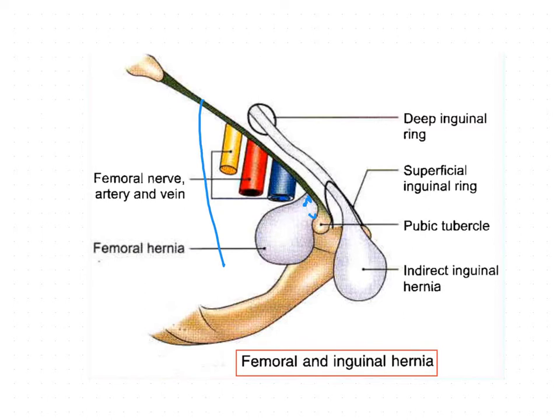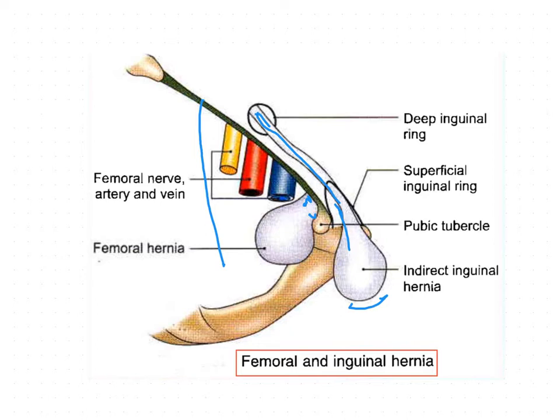Next, coming to the inguinal hernia. So this is the inguinal hernia. Protrusion of a loop of intestine through the inguinal wall or inguinal canal is called inguinal hernia. We have seen the inguinal canal. Through this inguinal canal, some part of the intestine is protruding, and it is coming out through the superficial inguinal ring. So this is called inguinal hernia.